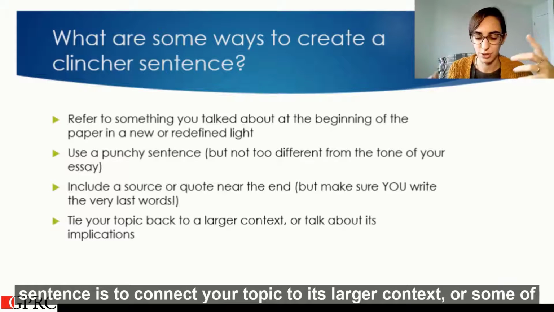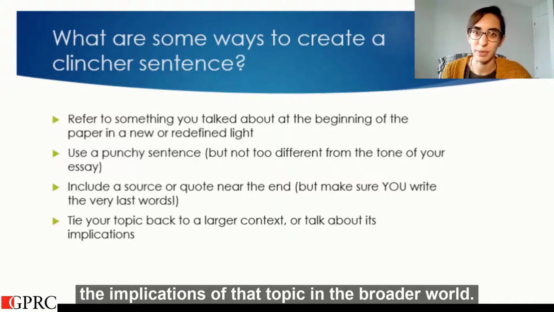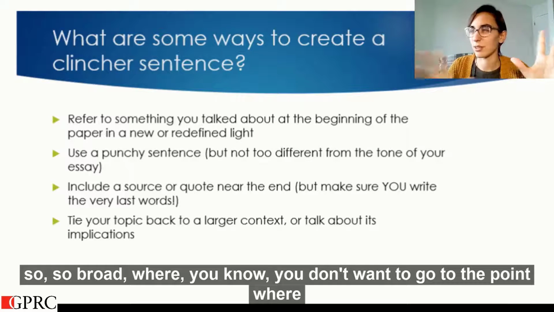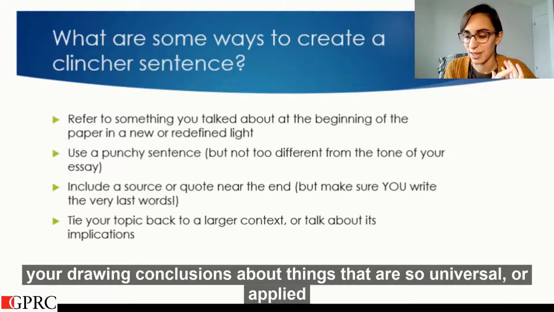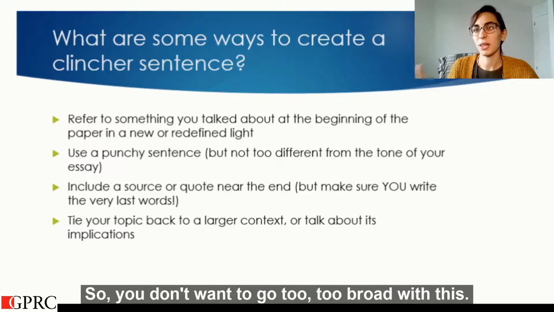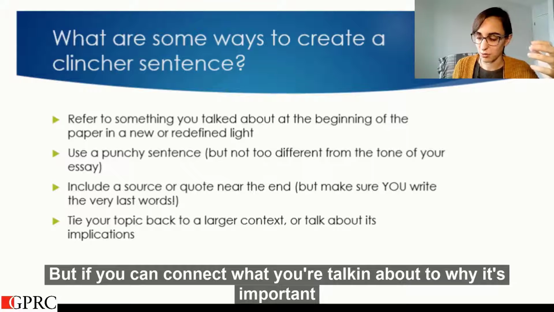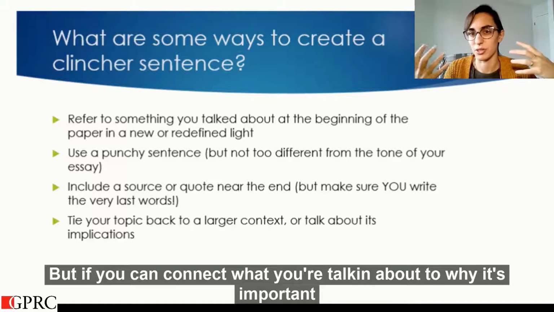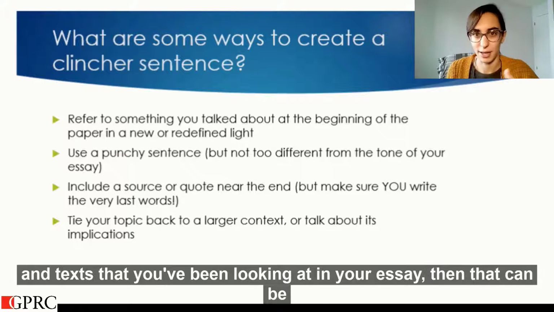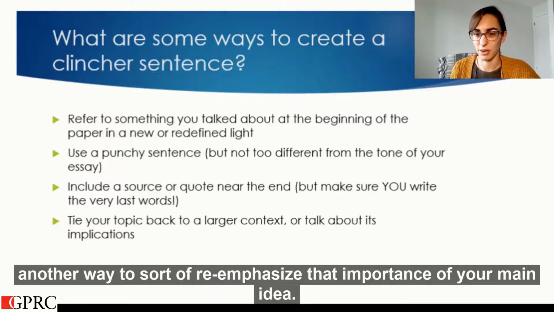Okay, and the last thing that you can possibly do to create a strong clincher sentence is to connect your topic to its larger context or some of the implications of that topic in kind of the broader world. One thing to be aware of here is that you don't want to go to the point where you're drawing conclusions about things that are so universal or apply to so many different things that you can't actually prove it within the essay. So you don't want to go too broad with this. But if you can connect what you're talking about to why it's important to the world or why it's important to the understanding of the sources and texts that you've been looking at in your essay, then that can be another way to sort of re-emphasize that importance of your main idea.